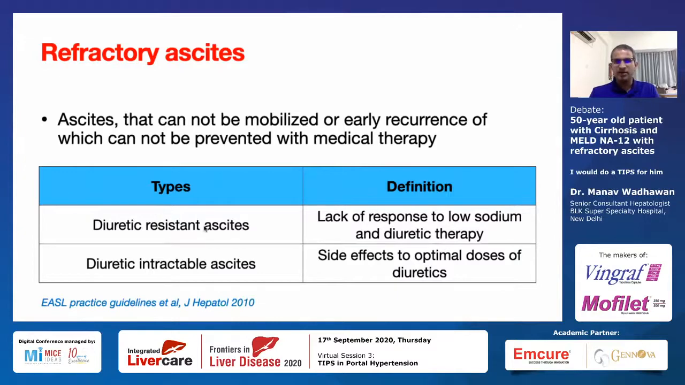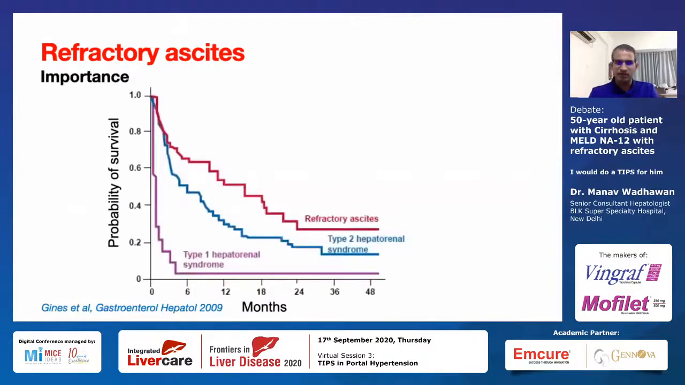You may have diuretic resistant ascites. That means you build up the diuretics to the maximum and you still cannot mobilize it, or you have diuretic intractable ascites. That means the moment you start increasing the dose, the patient develops renal dysfunction. In either case, it is very important you do something about it. Why? Look at this slide. The mortality with refractory ascites is to the tune of 70% over a period of 2 years. So you need to do something about it.